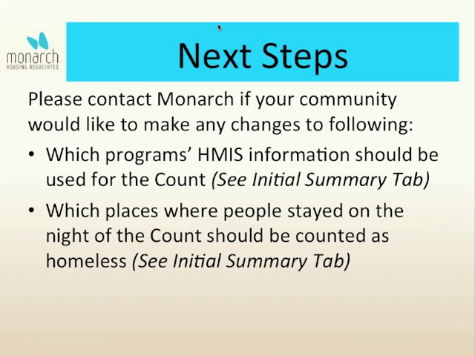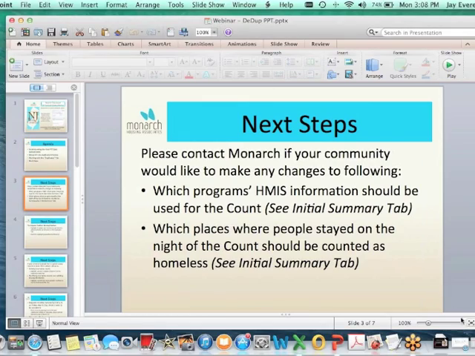So, next steps. There are a couple of different categories of things that you might want to change. First of all, you might want to change the type of data that you're using, that is, who you define as homeless in your community and who Monarch should be counting in the total numbers that you see in your HDX summary page. If your community would like to make a fundamental change to which programs' HIMIS information should be used for the count, or the types of places where people stayed that should be categorized as homeless on the night of the count, I'm just going to escape for a moment and go back to the Excel.